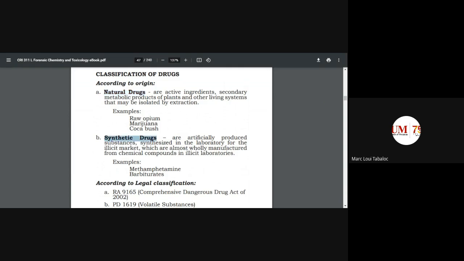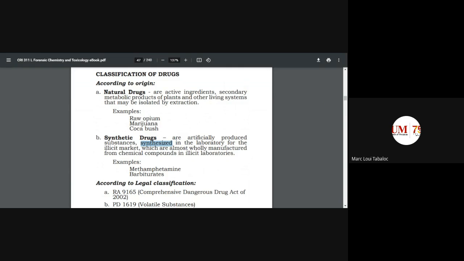Next, we have synthetic drugs. Okay, these drugs are man-made, artificially produced, done in laboratories. Okay, keyword natin dyan is synthesized. Ibig sabihin, may human intervention, of course, with the help of chemicals, with the help of human mechanisms. Okay, so synthetic drugs, artificially produced substances done in the laboratory, which are commonly done and produced for the black world. Ibig sabihin, yung mga underworld, mga illicit markets or black markets, yan.